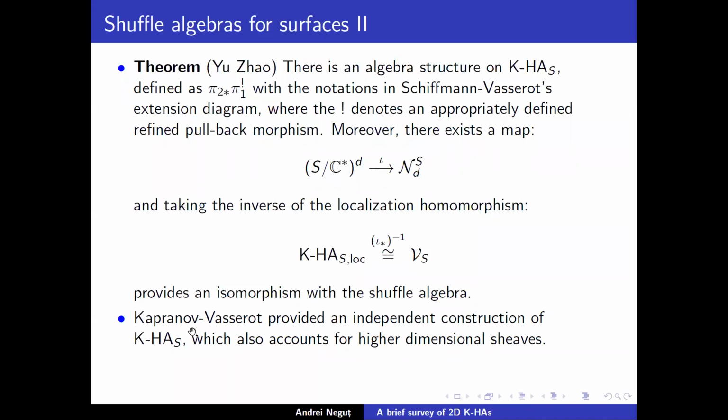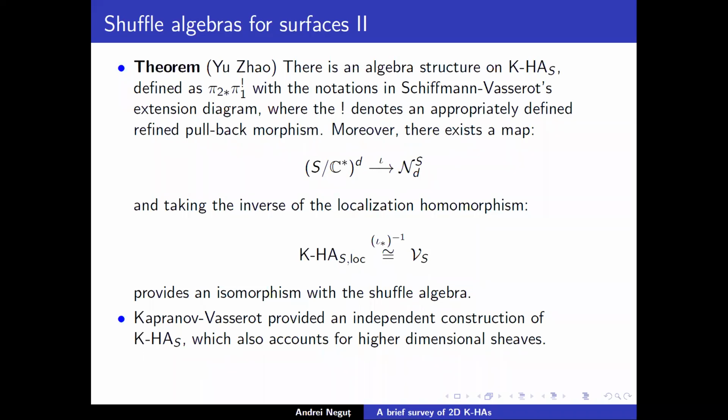So more or less, there was an independent proof of this kind of construction, which was due to Kapranov and Vasserot, and their proof was actually technically more than what Yu Zhao proved, because they were able to define this K-theoretic Hall product not just on the stack of zero-dimensional sheaves, but on the stack of 0, 1, and 2-dimensional sheaves. So they did more, essentially because they use a more high-tech technology.